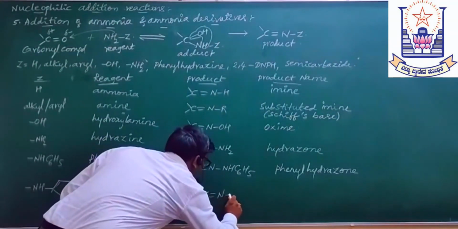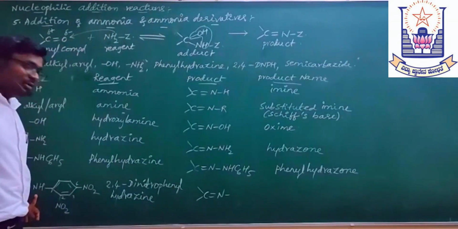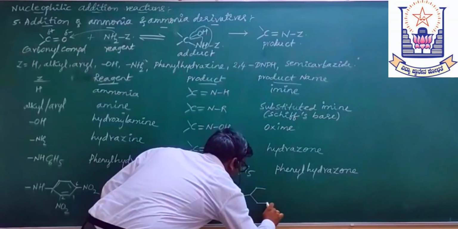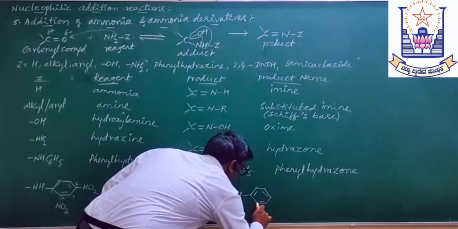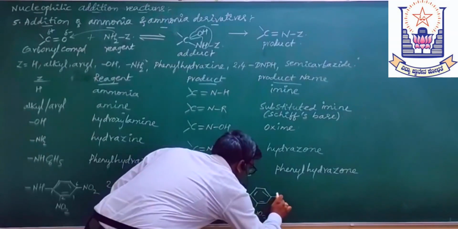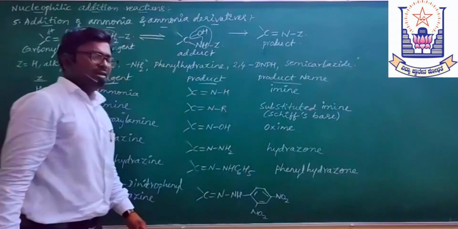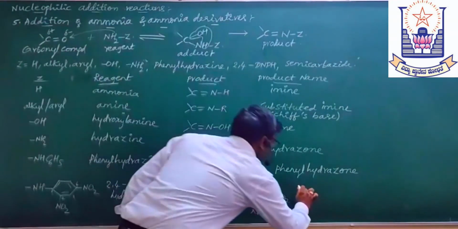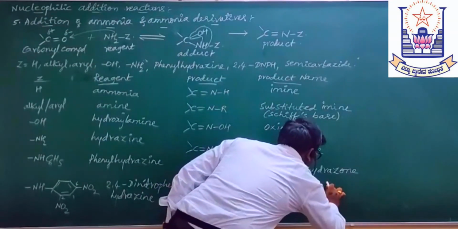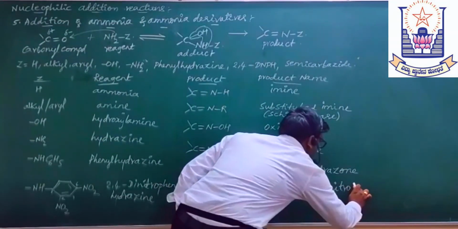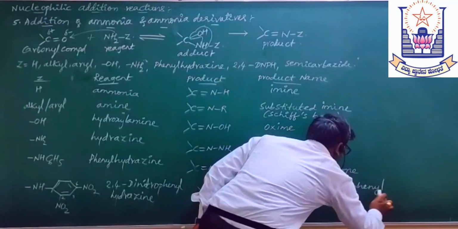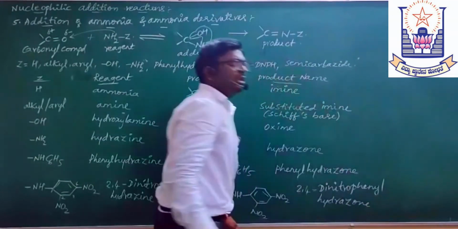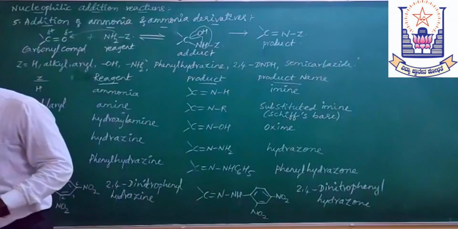C double bond N, then NH benzene ring, with an NO2 group at position 2 and here also an NO2 group. What is the product called? 2,4 dinitrophenylhydrazone. The product will be 2,4 dinitrophenylhydrazone.